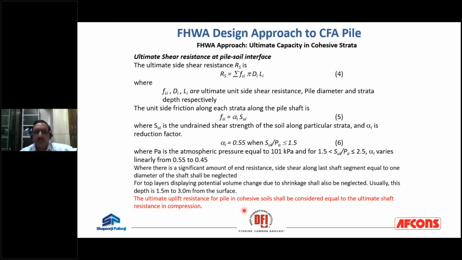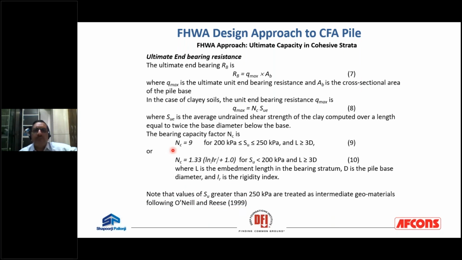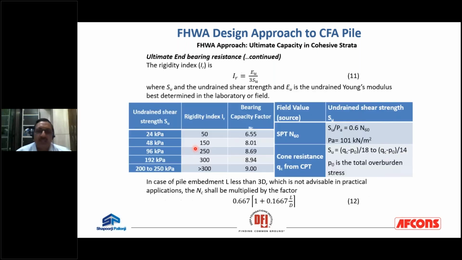If we see the ultimate capacity in bearing, it will be Q max into the base area. Q max, by tradition, will be NC into the shear strength of the clay. NC will be around 9 or it can be less than 9. It will depend on a certain factor called the rigidity index. In fact, the rigidity index will give you a guideline for what value of NC to be adopted, which will be in a range of 6.55 to 9.0. At the same time, it is very clear what value of shear strength you can apply. It will depend on your SPT 60 value or the cone resistance.